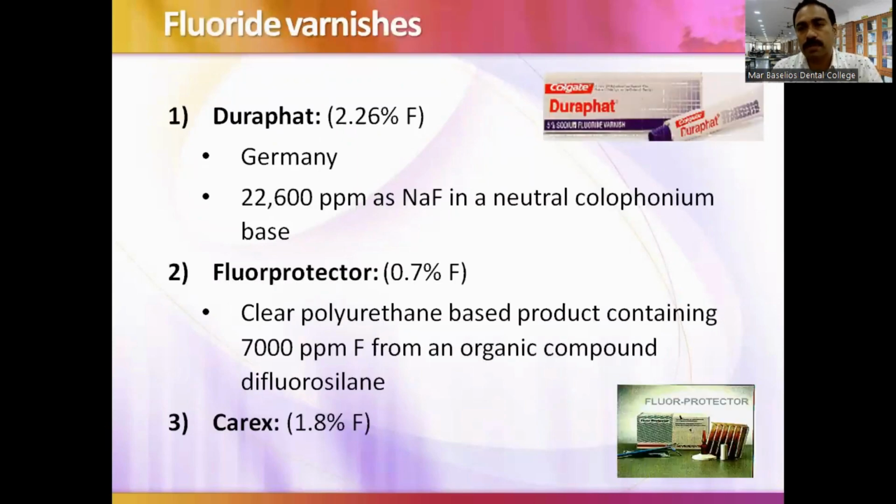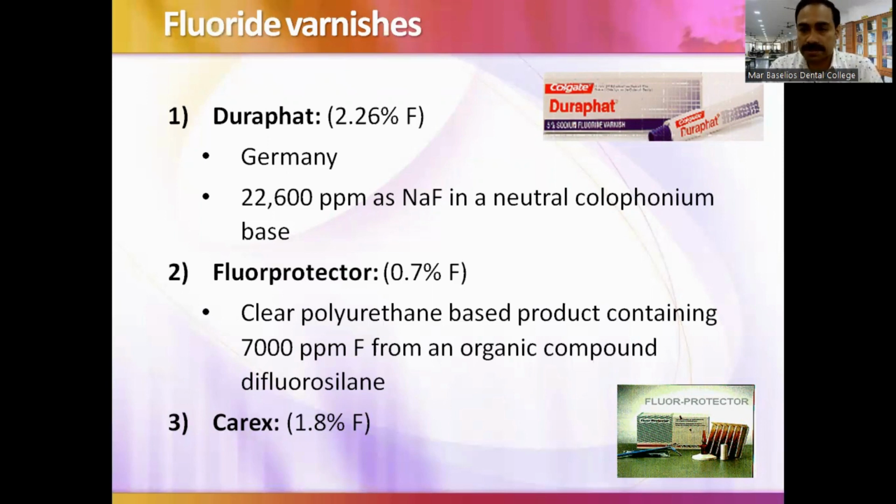In fluoride varnishes, the fluoride is incorporated in varnish-like coating materials and then applied. The main fluoride varnishes which we use are three, and it started in Europe. The first one is Duraphat. Duraphat was found in Germany, where they use 22,600 ppm of sodium fluoride in a neutral colophonium base. So the percentage is 2.26%.